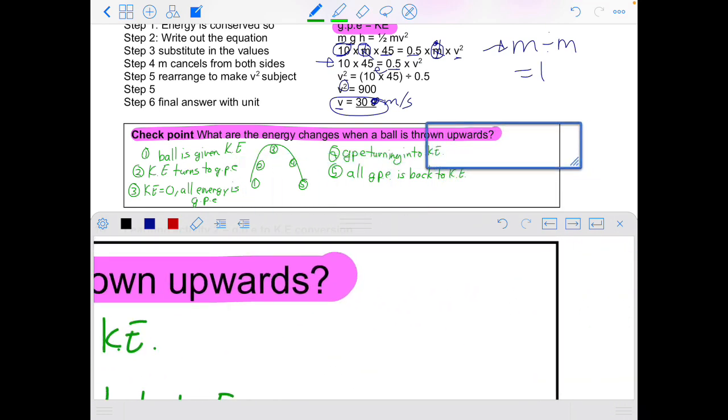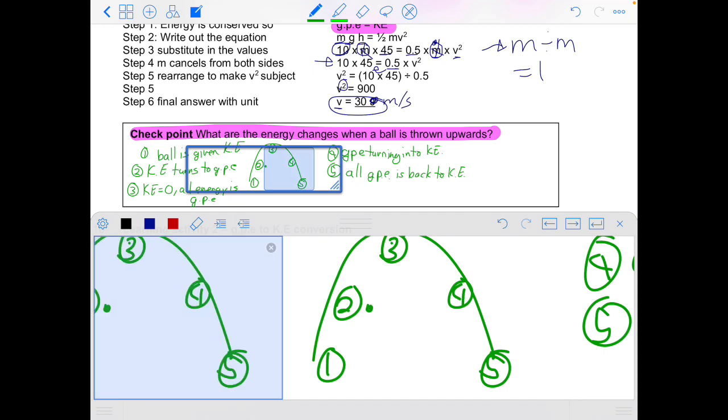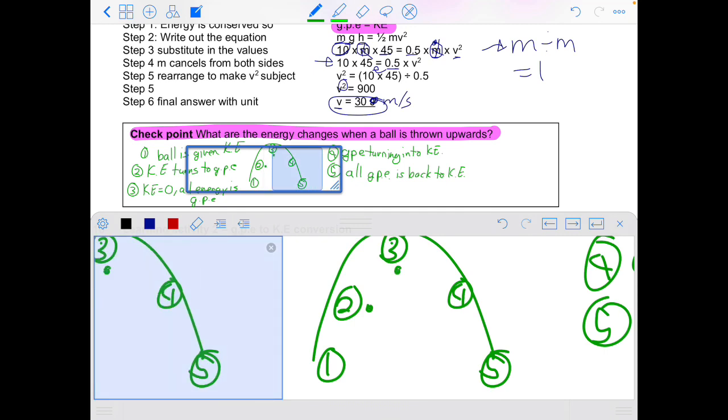If you've written it more as sentences and said, ball starts with only kinetic energy, loses kinetic energy, gains gravitational potential energy as it rises. Once it hits the top, the ball loses all kinetic energy. So I want you to think about, what does that mean if the ball has lost all of its kinetic energy?